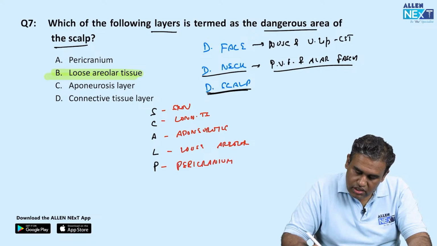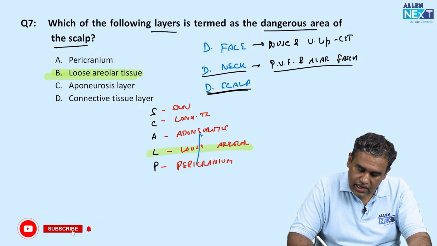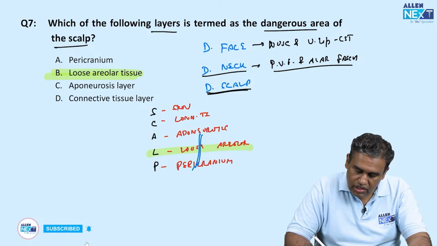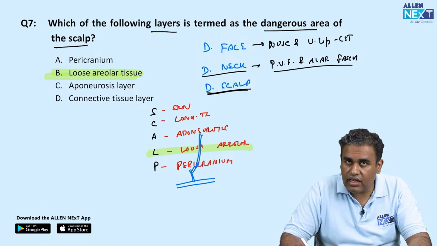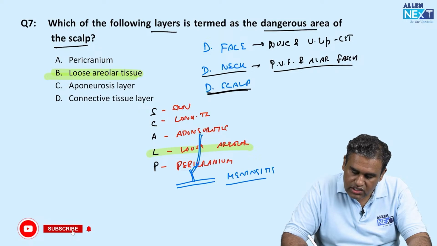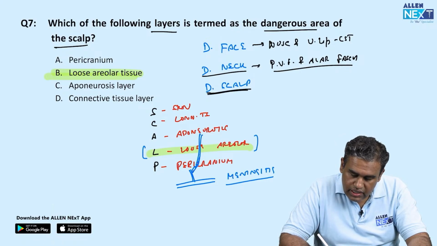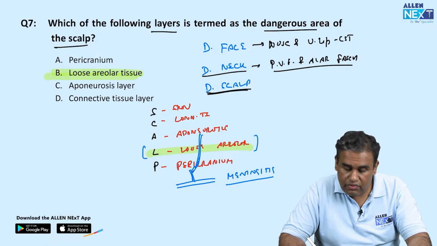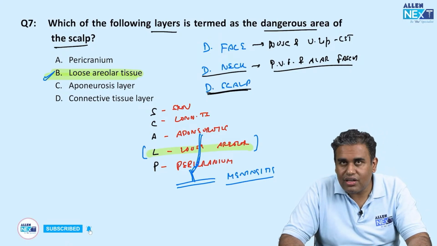Now, why is loose areolar the dangerous layer? Because there are various emissary veins over here which directly go down via diploic veins. They might interact with the meningeal veins or the dural venous sinus, and might lead to meningitis. So if infection of the scalp is present in the loose areolar layer, via emissary veins, the thrombus might enter inside the skull. Therefore, this is the dangerous layer of the scalp. Answer is option number B over here.